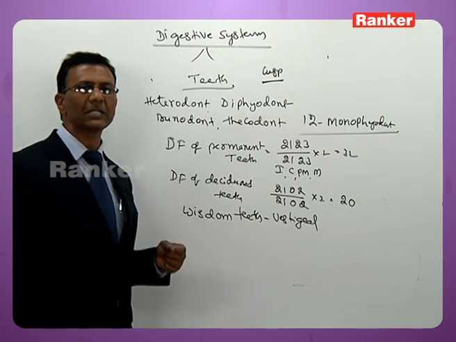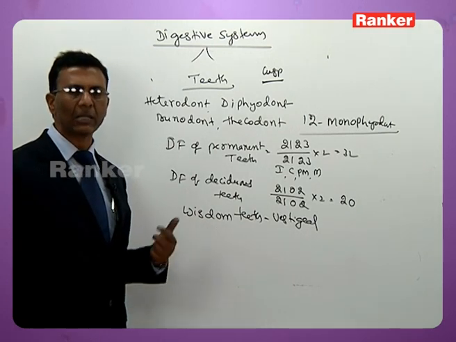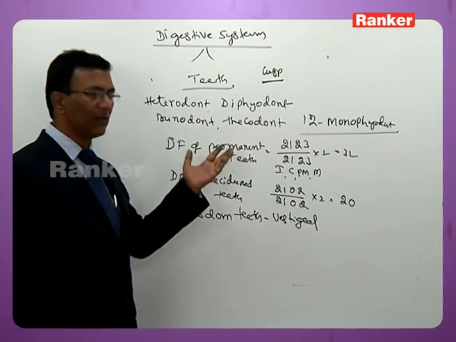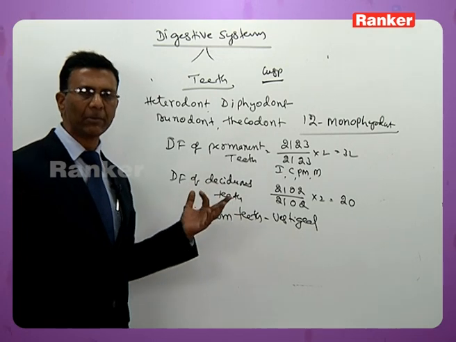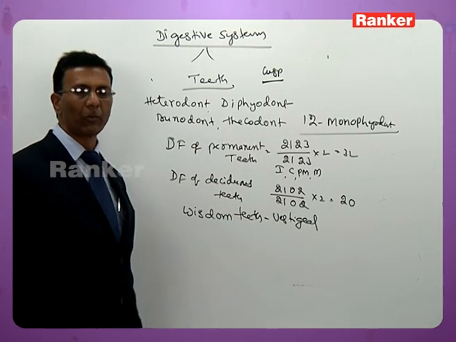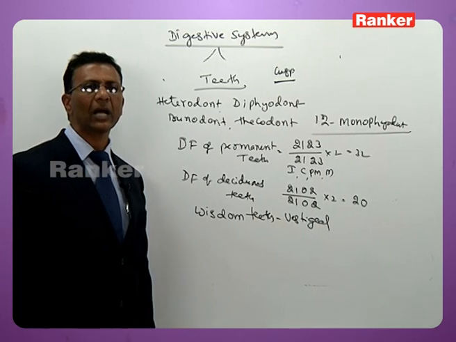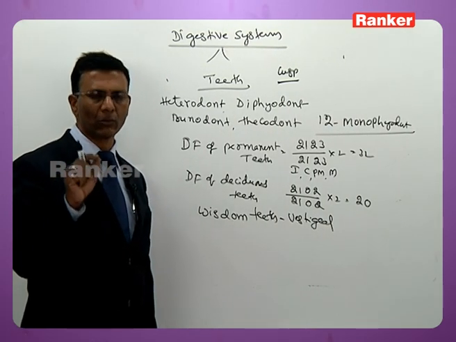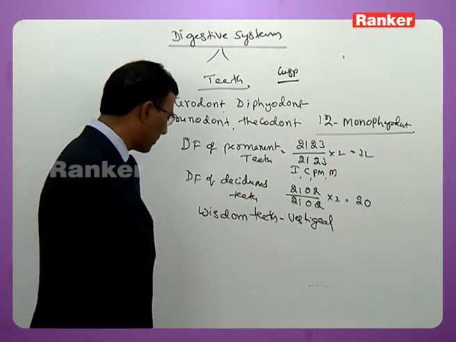Monophyodont teeth are usually present in marsupials. Kangaroos are the best example for monophyodont teeth. Even human being here now, if you get a question in the EAMCET or any other exam, remember, 12 of them are monophyodont, rest of the teeth are diphyodont. Now we shall throw some light with regard to the structure of the tooth. Most important point with regard to structure of the tooth.